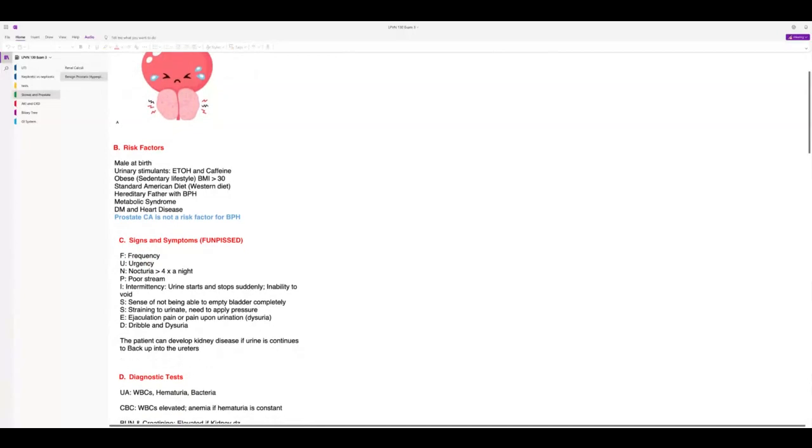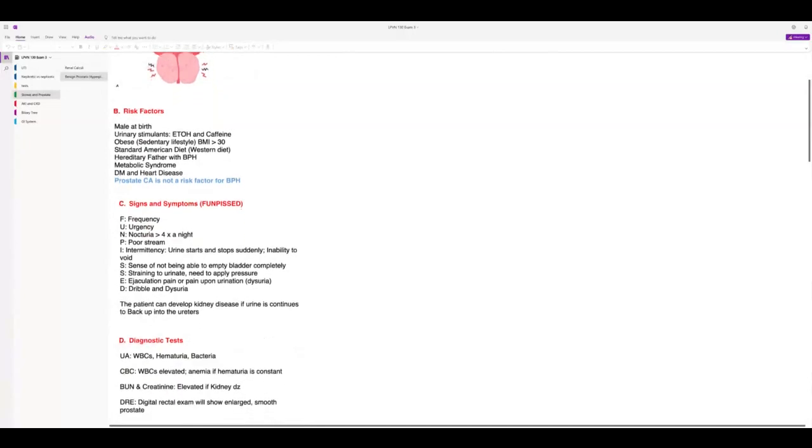So your signs and symptoms are FUN PISSED, okay? So it's not fun, so they're pissed. Because they have frequency, urgency, nocturia, sometimes greater than 4 a night. They have a poor stream and intermittency. So the urine starts and stops, okay? And so they have trouble voiding. The sense of not being able to empty the bladder completely. They're straining, they dribble, and the patient can develop kidney disease if the urine is continuous.